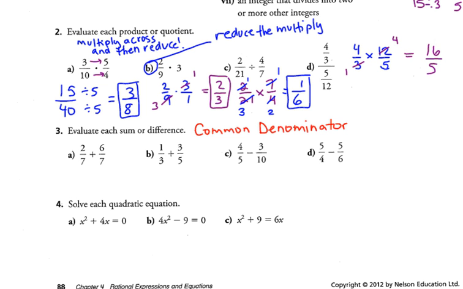Good old review. So 2 over 7 and 6 over 7, do they have a common denominator? 7. They both have a common denominator of 7. So when we add, we just add the numerators, keep the same denominator as long as that denominator is the same. So this becomes 2 plus 6, 8 over 7.